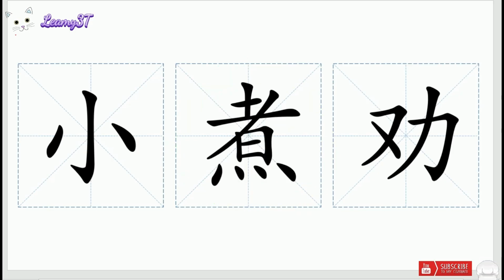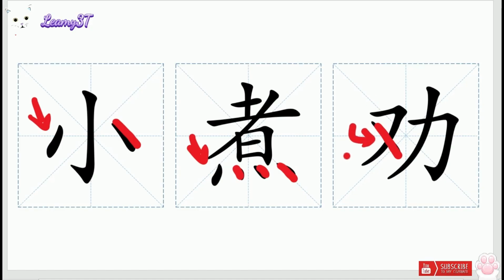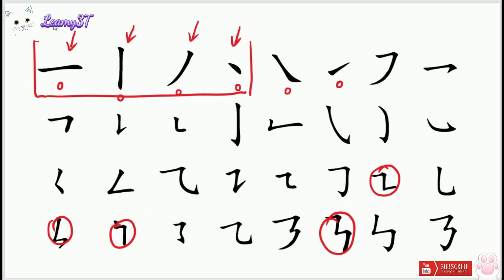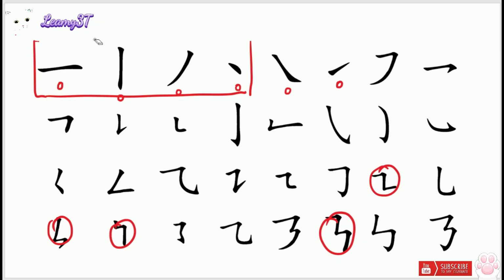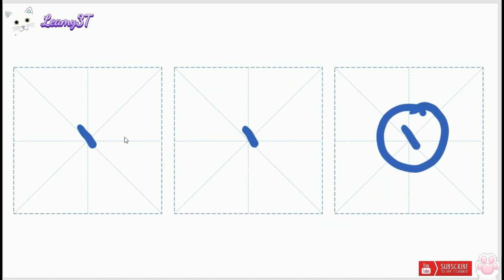Have you found all of them? Let's check. diǎn, diǎn, diǎn, diǎn, diǎn. Okay, this one and this one, they are both called 撇. They are not diǎn. This one is diǎn, it's just longer. So now we have learned 4 basic strokes. 4 of them, we finished. It's time to put them together and write some Chinese characters.